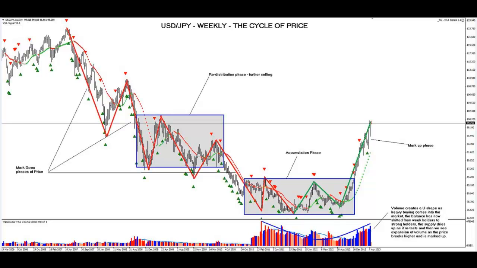The balance has now shifted from the weak holders to the strong holders. The supply dries up as we retest, and then we see an expansion of volume as the price breaks higher and is marked up. Now that's very important to see those sort of signals. So the smart money has offloaded their holdings at the top of the market. They've pushed price down. It's been marked down over several years and several phases, and now they're ready to pick up a whole lot more and mark it up.